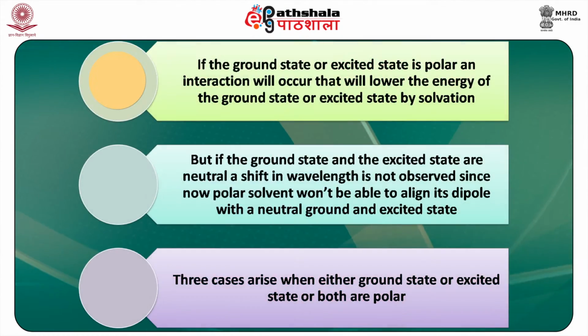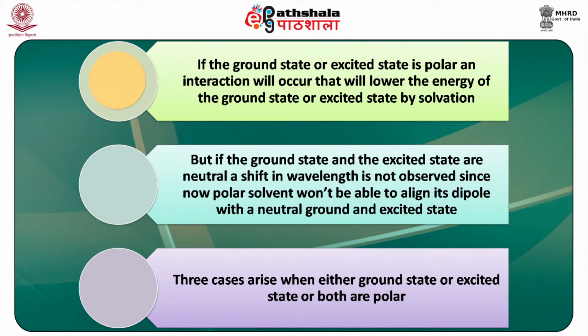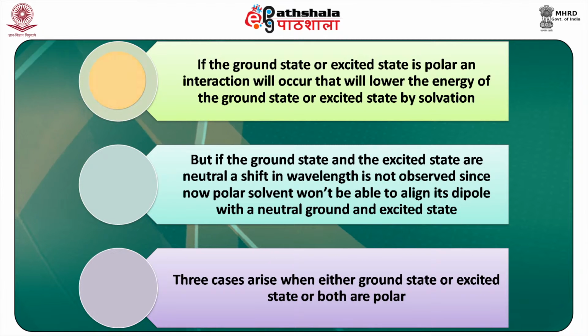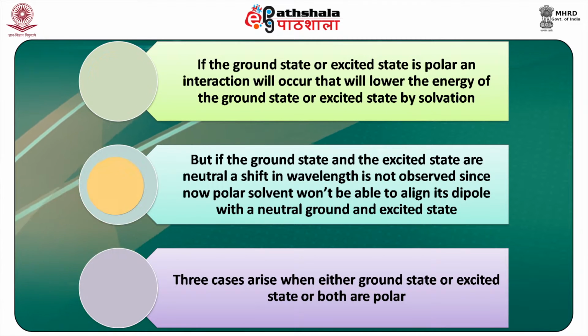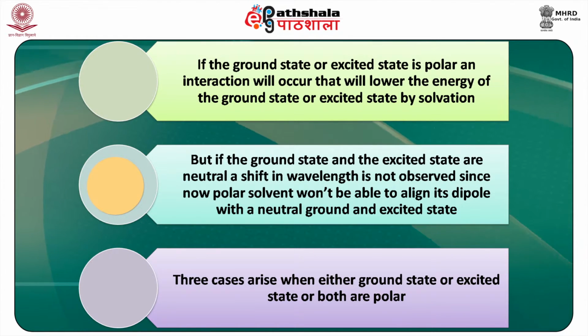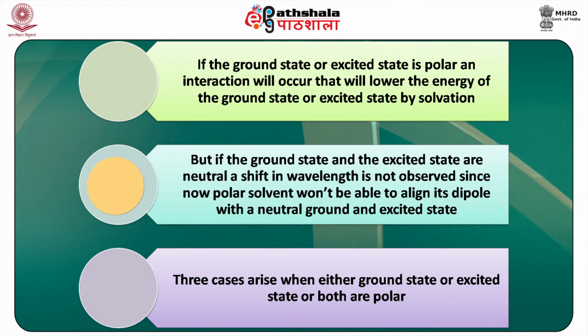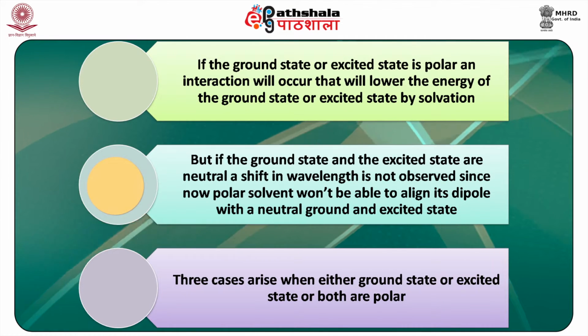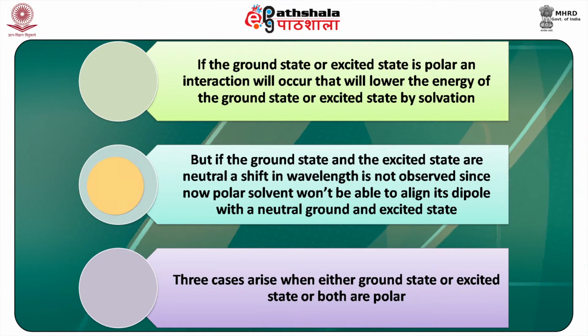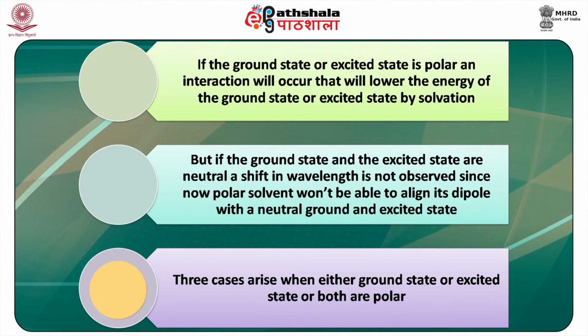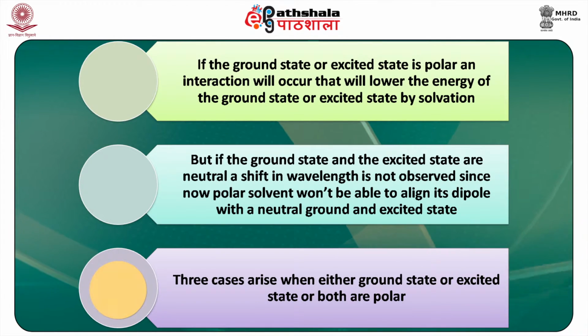If the ground state or excited state is polar, an interaction will occur that will lower the energy of the ground state or excited state by solvation. But if the ground state and the excited state are neutral, a shift in wavelength is not observed, since the polar solvent won't be able to align its dipole with the neutral ground and excited state. Three cases arise when either the ground state or excited state or both are polar.